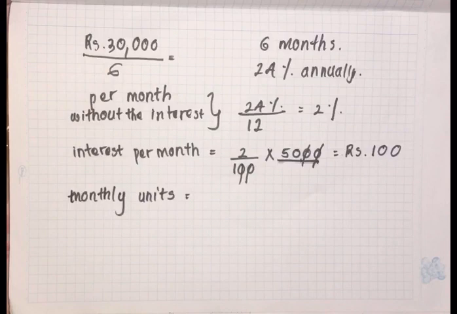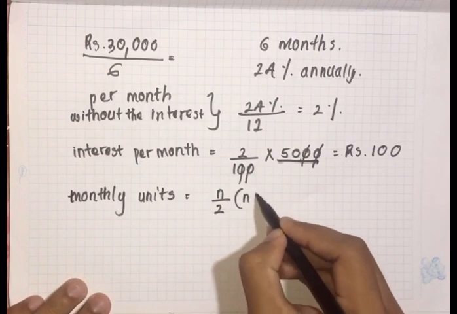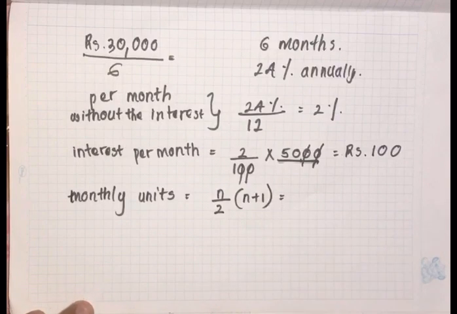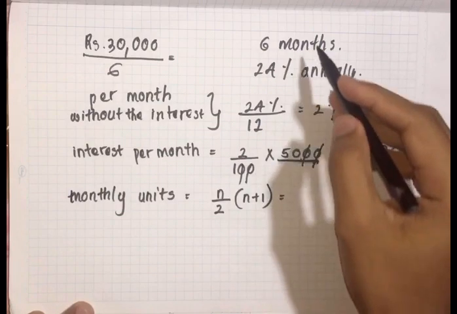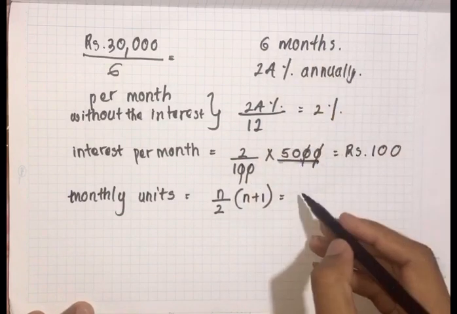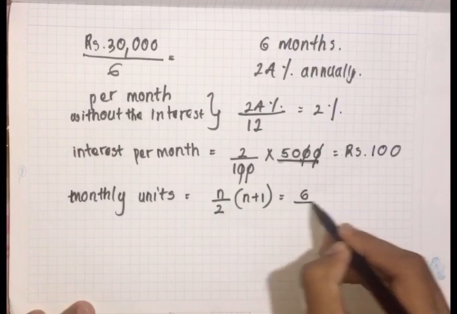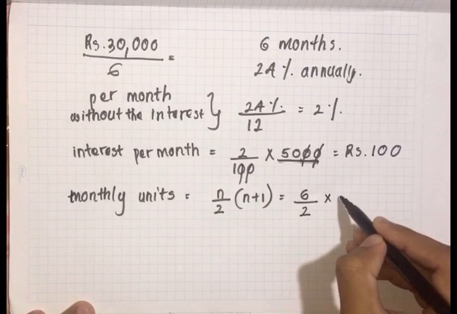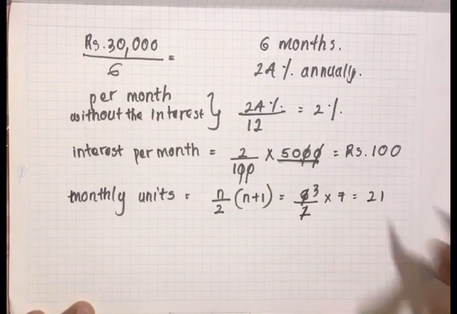There is an equation to find it. That is n divided by 2 into n plus 1. Now what is n? n is the number of monthly installments. Now you are paying it in how many monthly installments? You are going to pay it in 6 monthly installments. Therefore you substitute n by 6. For 6 divided by 2 into 6 plus 1, which is 7, that will give you 21.